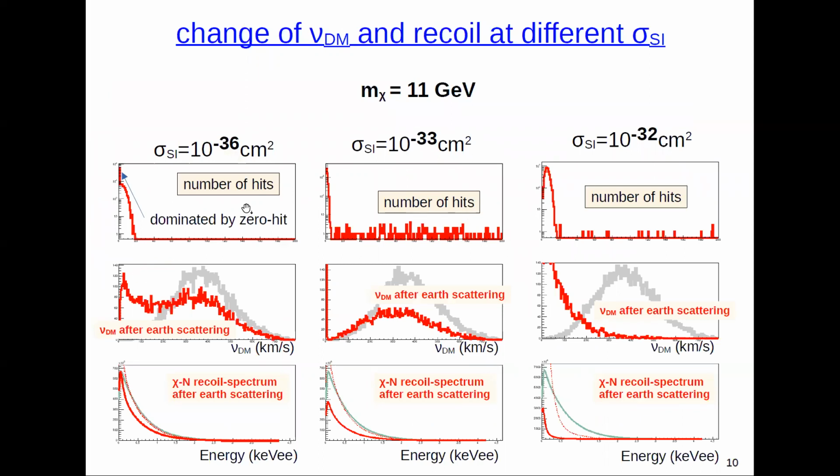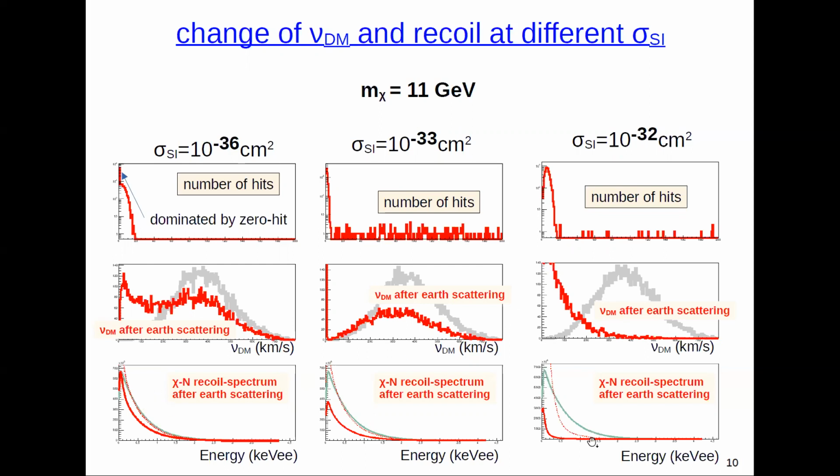Shown here is how the velocity spectrum changes due to Earth scattering at different cross sections. You can see that at a low cross section, part of the velocity will go to 0. If the cross section goes higher, then more of it will go to 0. And if the cross section goes even higher, then almost all of the dark matter will accumulate at the lowest speed.